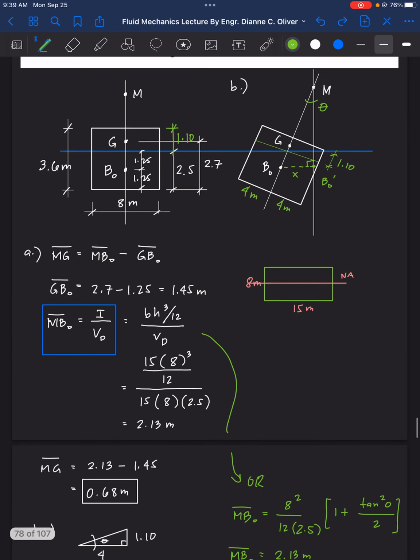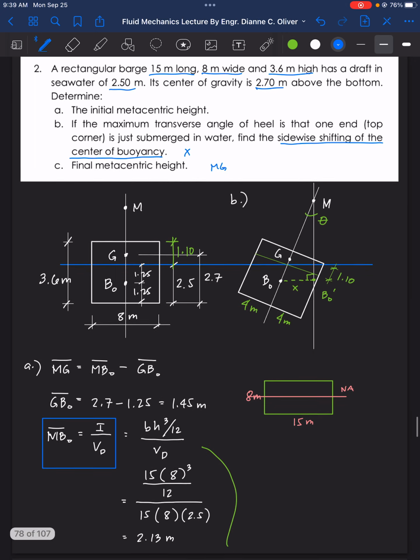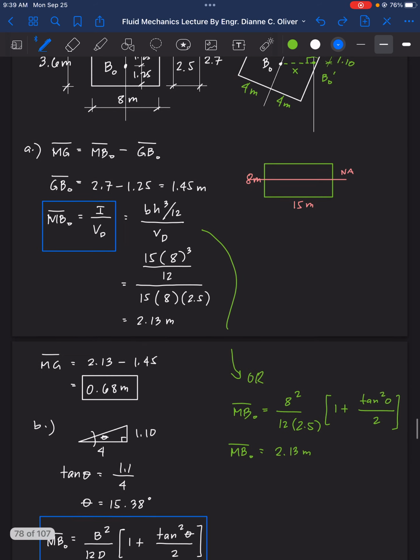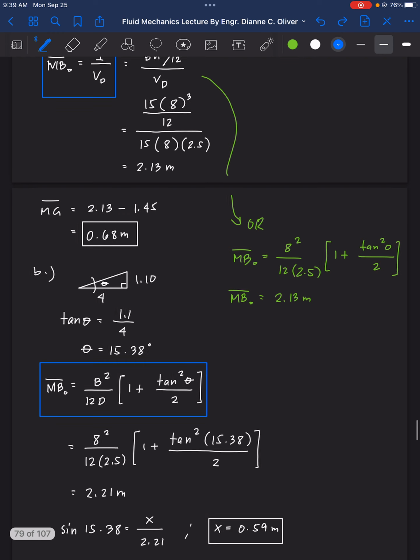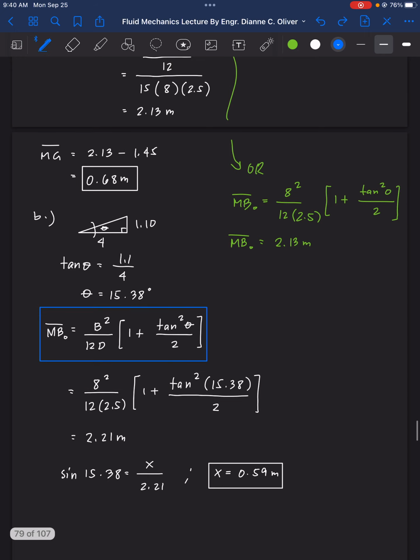Now for letter C, what's the question for letter C? It's looking for the final metacentric height. So the final MG. What do we mean by the final MG? We're going to use the value for MBO final. So the value for MBO initial, 2.13 here, is different from the value of MBO final.